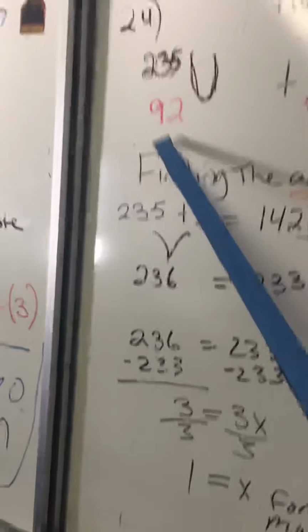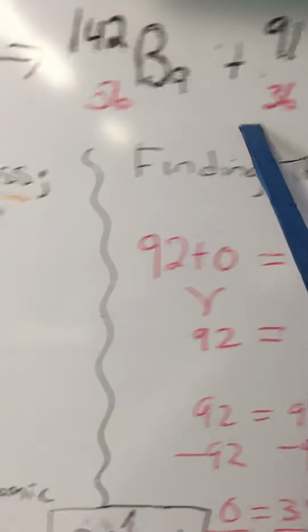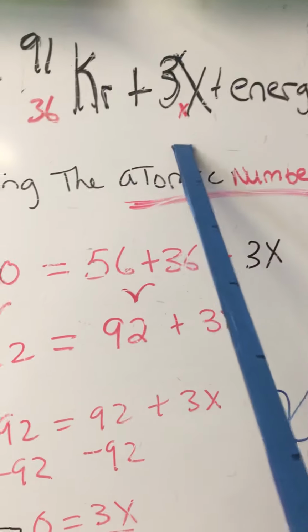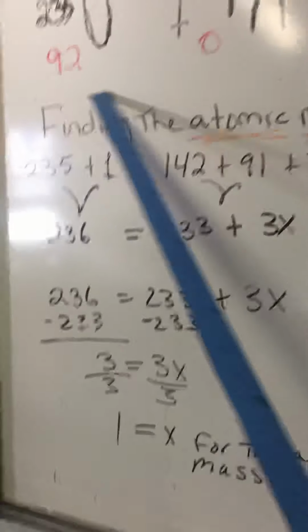So now you're going to look here. Atomic numbers are all in red on the bottom. See them there? See them? So cool. So I have 92 plus 0 is 56 plus 36 plus 3x. I take these down here.